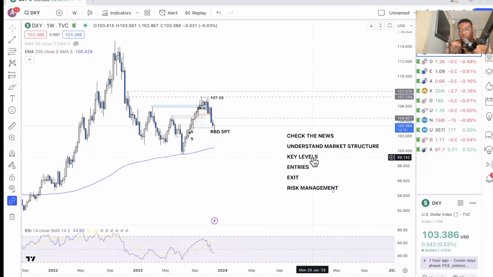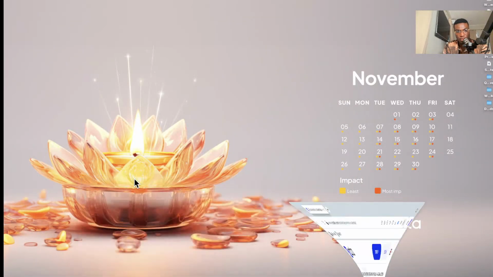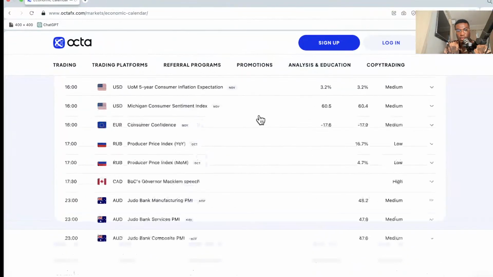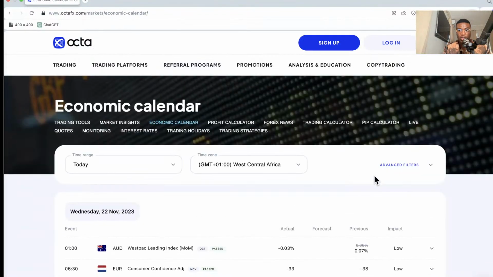So the first thing we want to do is to check the news, which I'm doing right now. I'm just going to go over the Octa FX economic calendar, the Octa economic calendar rather. The name has changed from Octa FX to Octa. All right, so for the Octa economic calendar, I like to focus more on high impact events.